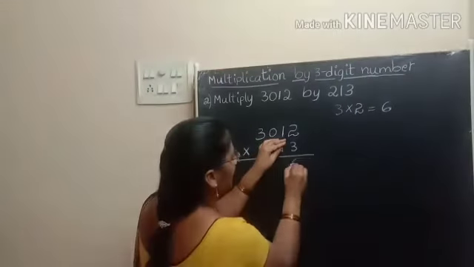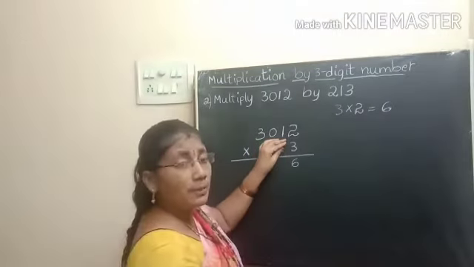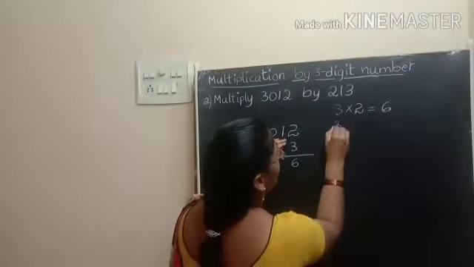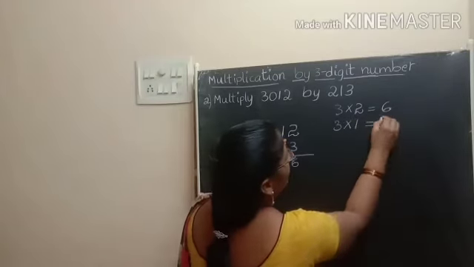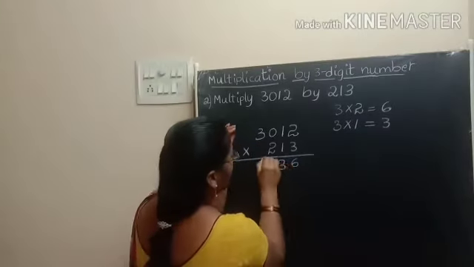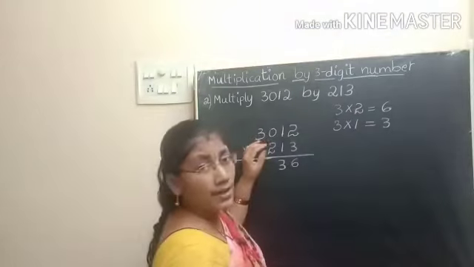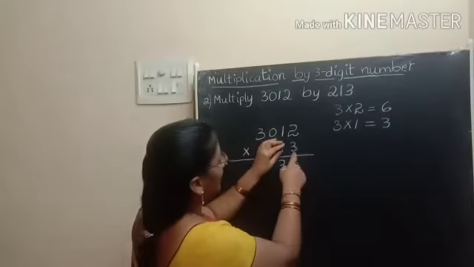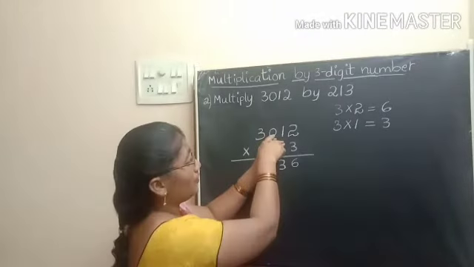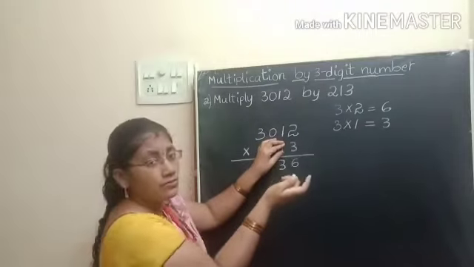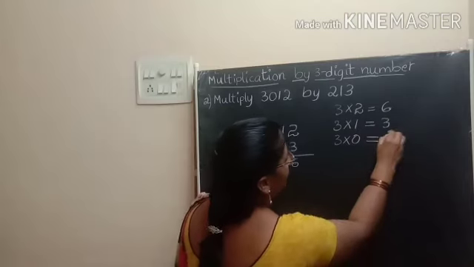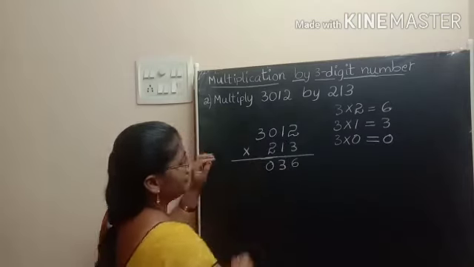So write 6 directly here. Next we have to multiply the digit in tens place with 3. So take 3 into 1. 3 ones are 3. Then write 3 here because there is no carry to pass. Next we have to multiply the digit in hundreds place, that is 0. 0 into 3 is equal to 0 only. 3 zeros are 0 only. So write 0 here. Understood, children?